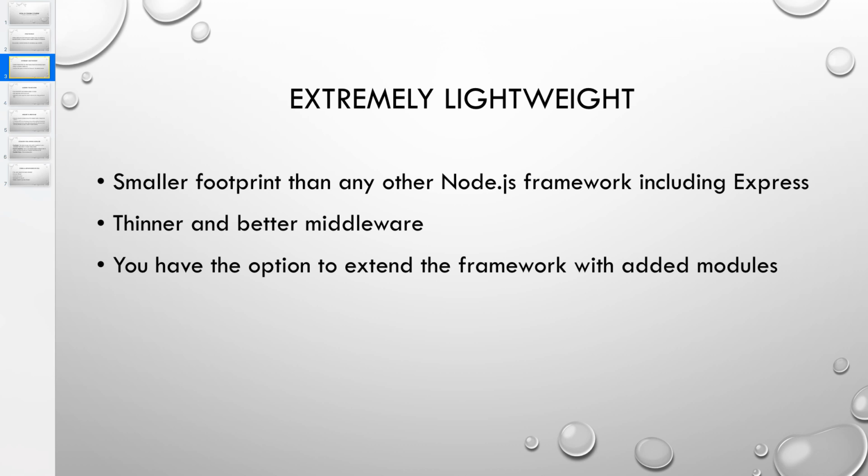So Koa is extremely lightweight. It has a very small footprint. It's smaller than any other Node.js framework, including Express, which is very minimalistic itself. It uses thinner and better middleware than some other frameworks, and of course you have the option to extend the framework with added modules. Okay, so basically with any framework you have different levels: Express, Koa, Python, Flask.